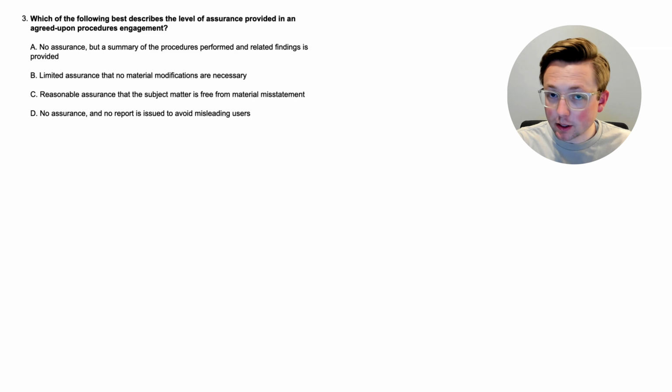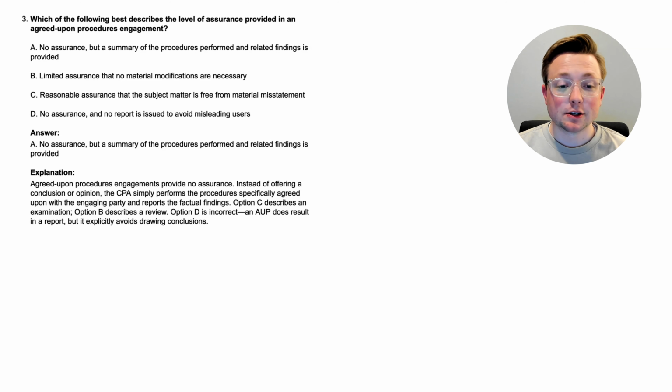So again, we just barely read about this, so you might be kind of in between A and D. Pause the video, think about this, and when you're ready, come back. We'll look at the answer together. All right, here we are at the answer. A, no assurance, so it's A instead of D, but a summary of the procedures performed and related findings is provided. So that's the difference. Let's go through the explanation. Agreed upon procedures engagements provide no assurance. Instead of offering a conclusion or opinion, the CPA simply performs the procedure specifically agreed upon with the engaging party and reports the factual findings.